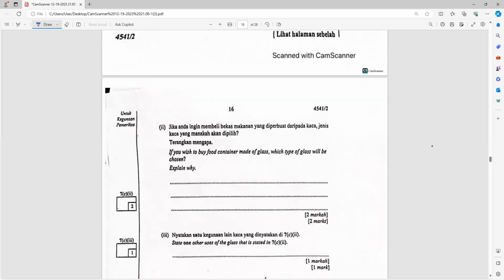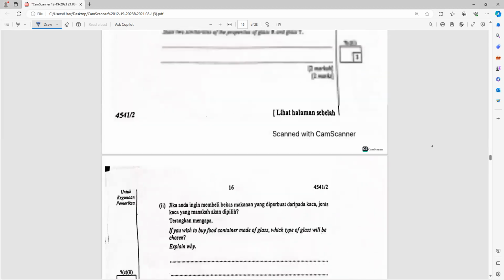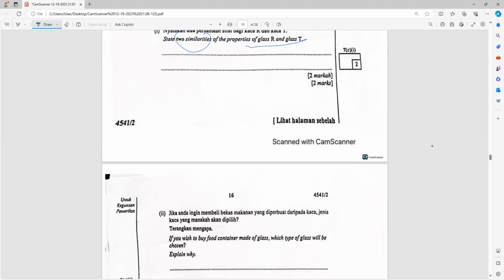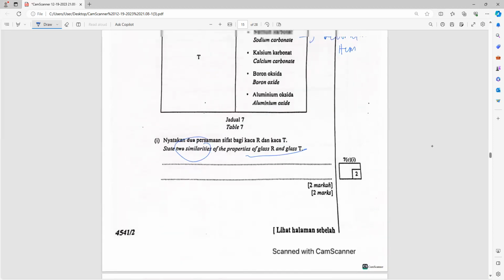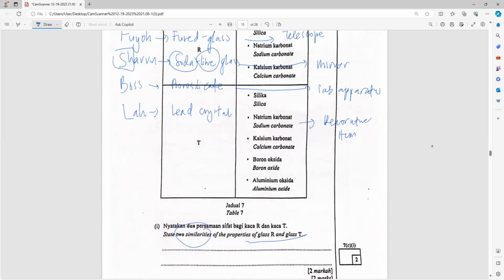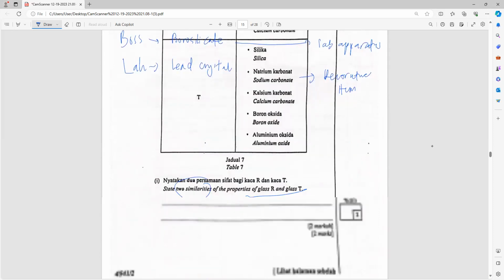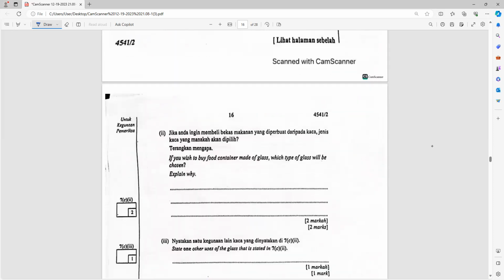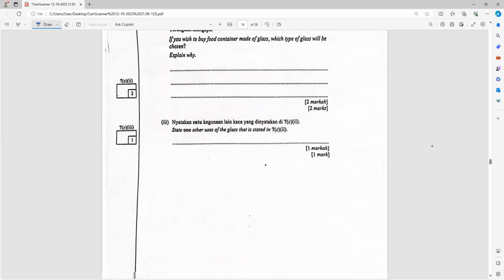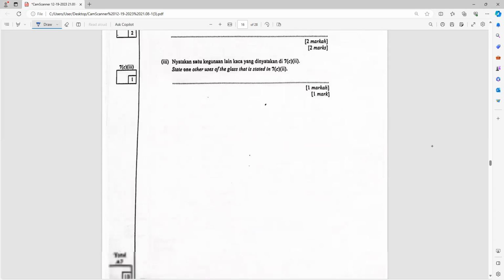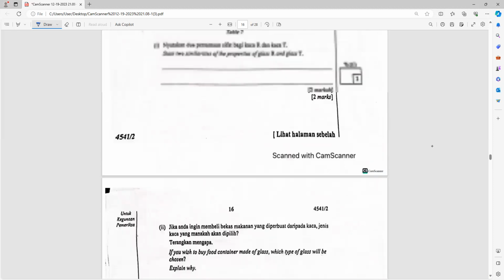Sorry, teacher, is it very likely for them to ask the composition of the glass? No, they will never ask you the composition of the glass, as in how many percent, no. They will never ask you that, so don't worry about that. Okay, teacher. Okay, right. So this one, I personally want you to read up first, and then I want you to answer this question because this is just mere reading. I've already taught you some ways to memorize.